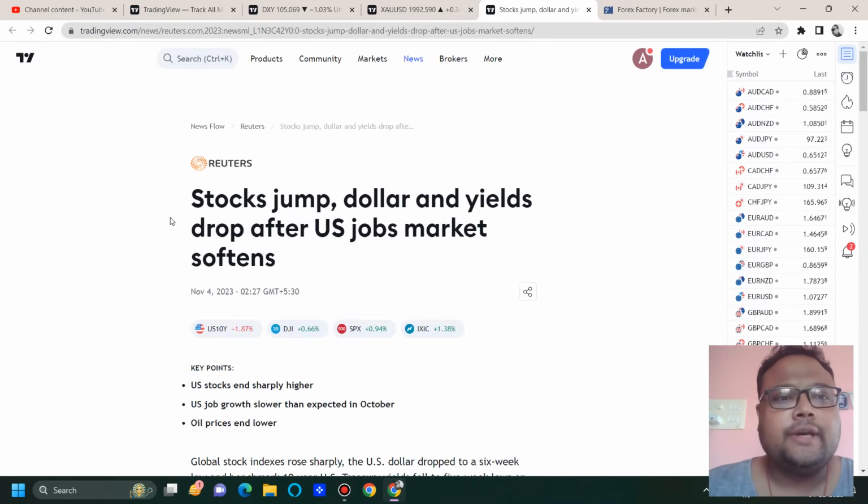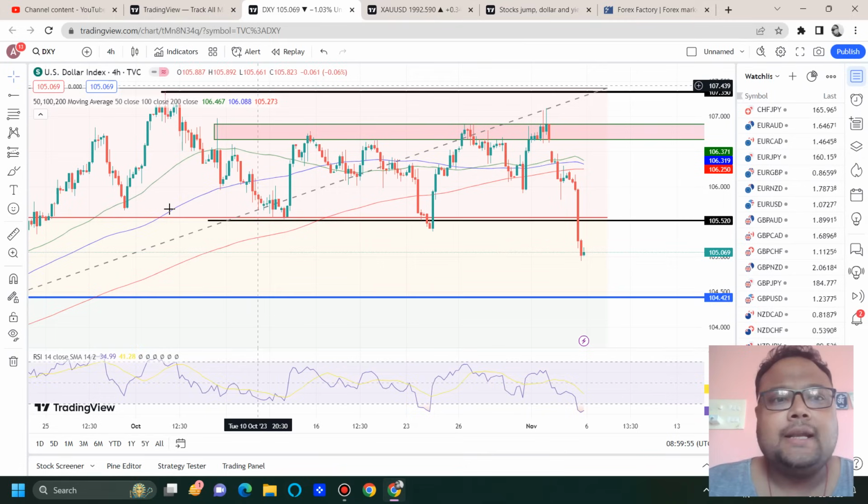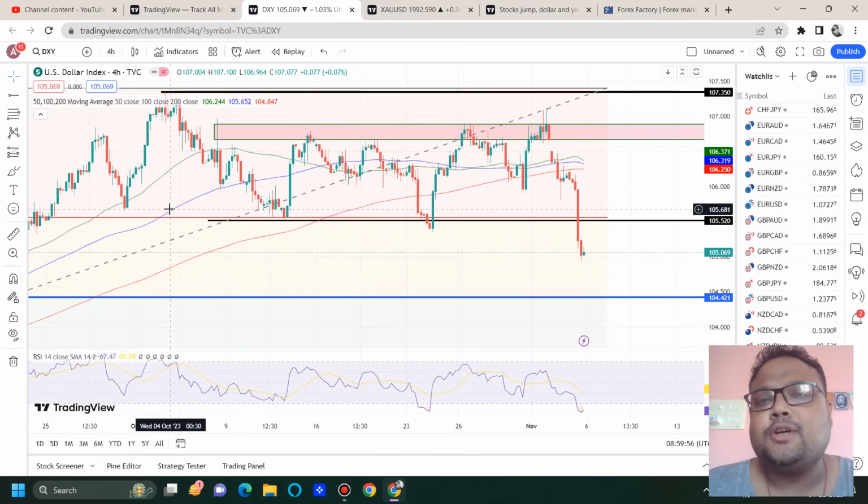And if you look at the news, you can see stocks jump, dollar and yields drop after the US job market softens. Global stock indexes rose sharply. The US dollar dropped to a 6-week low and benchmark 10-year US Treasury yields fell to 5-week lows on Friday after data showed US job growth slowed more than expected in October. So this was the outcome of NFP, and this is the chart of the DXY US dollar index.